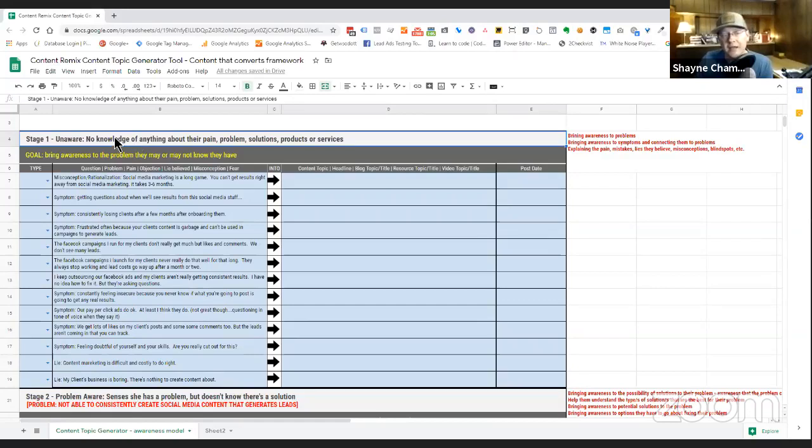But if you get them back here at the beginning where they are unaware, you make them aware, and then you walk with them through the process of fixing that problem, you won't even have any competition at that point, right? And that's what we all want. We want the least cost to acquire our customers possible. And focusing on this earlier stage like this is exactly the way to do that. Voicing those symptoms, connecting them to the problem, and bringing awareness to that.